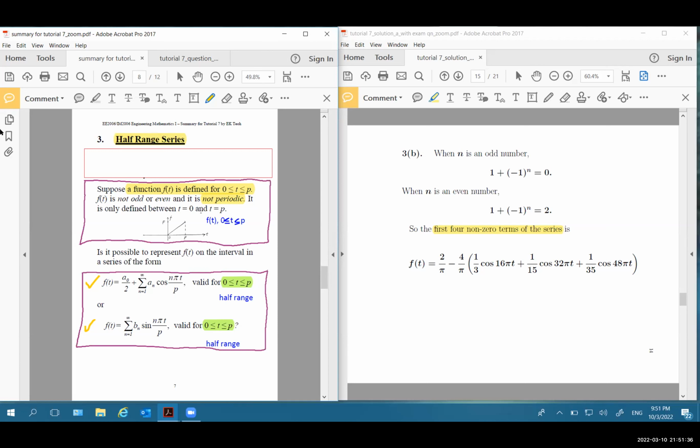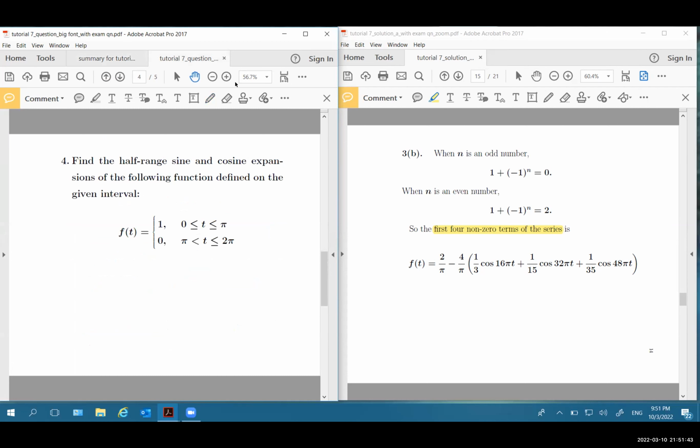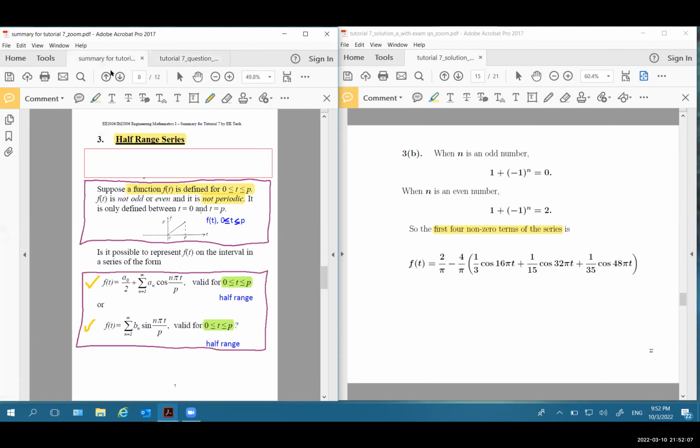So now coming to our question. Find the half range sine and half range cosine expansion of the following function defined on the given interval. My f(t) is 1 for 0 to pi, and 0 for pi to 2 pi. We are going to do this. Now, this is our summary, so you see, I'm going to do this.